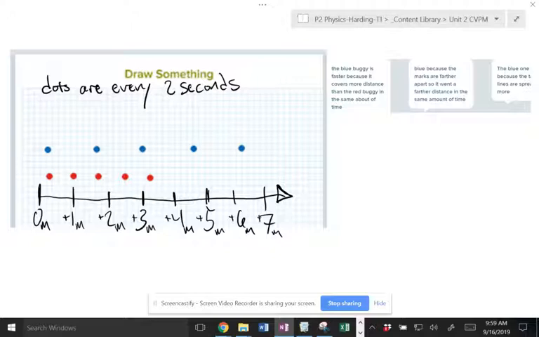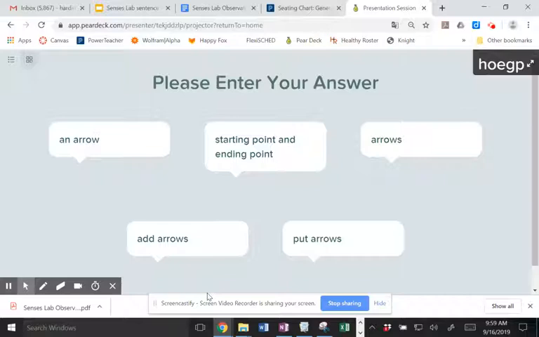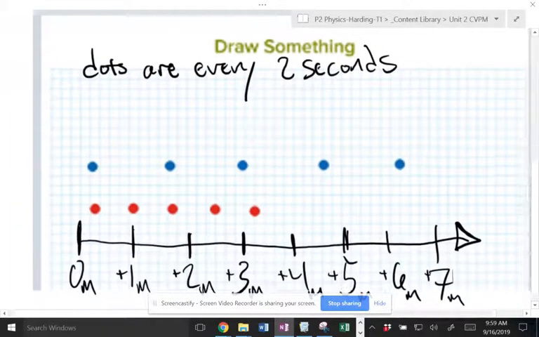All right, so let's see what our friends are saying here. An arrow, starting point, ending point. Arrows, add arrows, put arrows. Okay, so it seems pretty evident that we need to add some arrows into this diagram. So I'm going to do that.